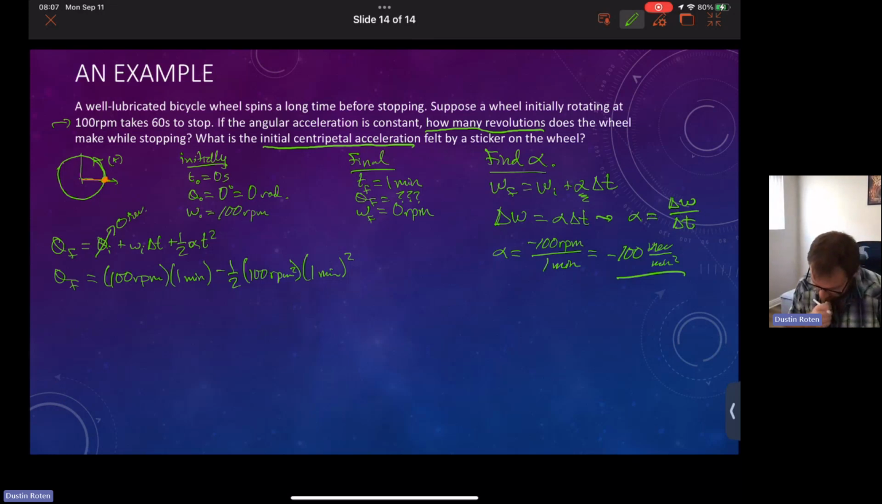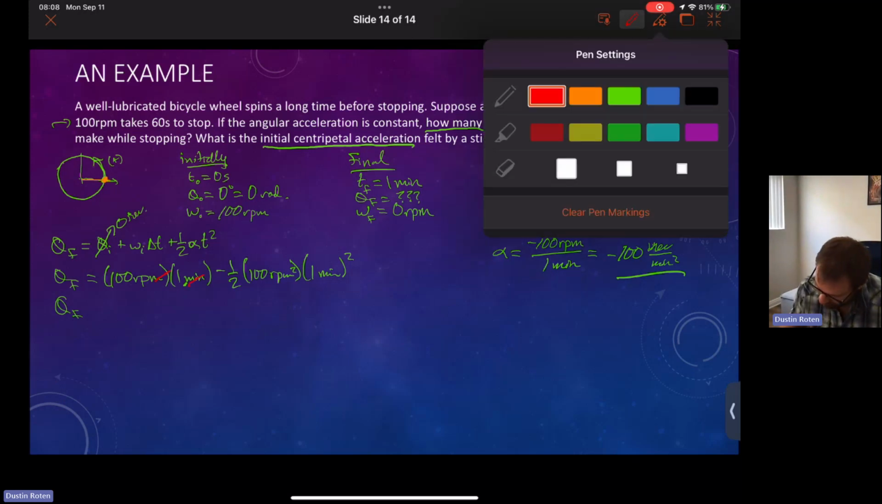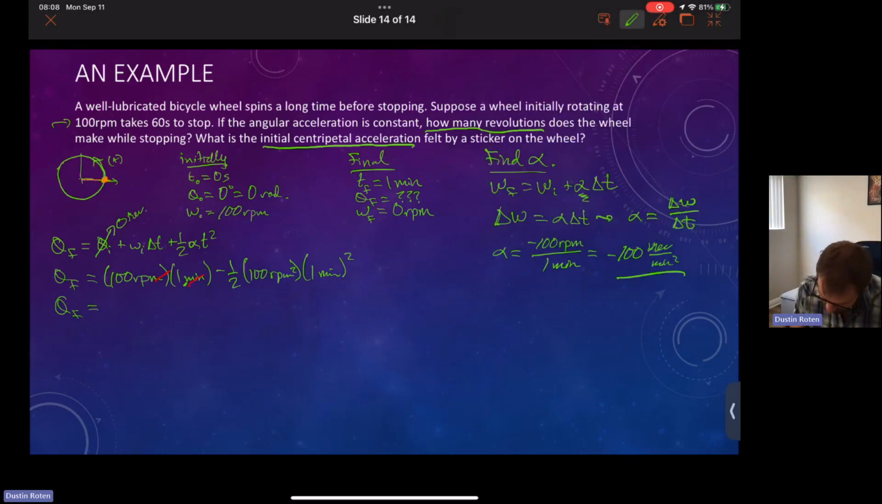All right, so let's see what happens. Okay, well this is 100 RPMs times 1 minute. So remember RPM is revolutions over minute. So the units look like they're going to work. Those minutes cancel out, and we're left with 100 revolutions minus 1/2. Looks like these units are also going to work out because we have minutes squared, and these will be minutes squared.